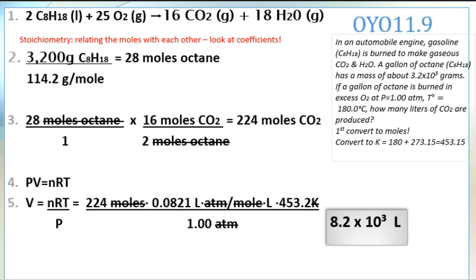So really our PV equals nRT is a very powerful tool since we're so good at finding our moles.